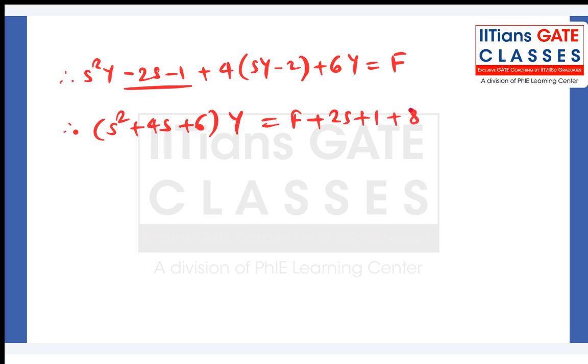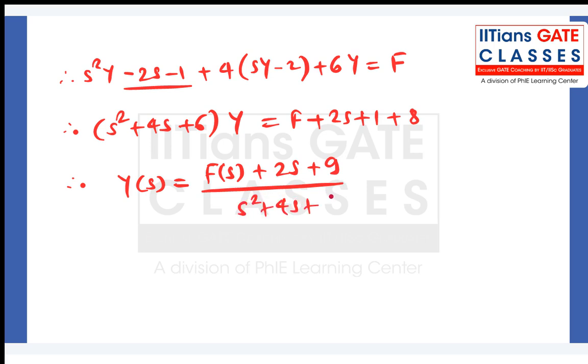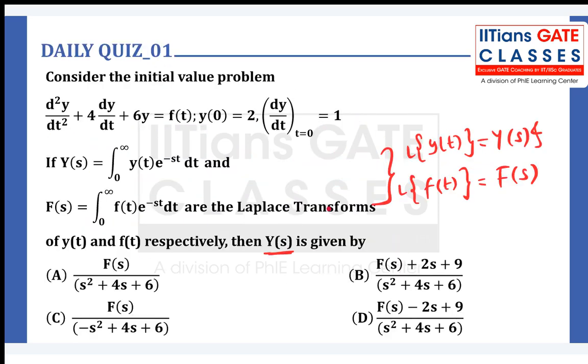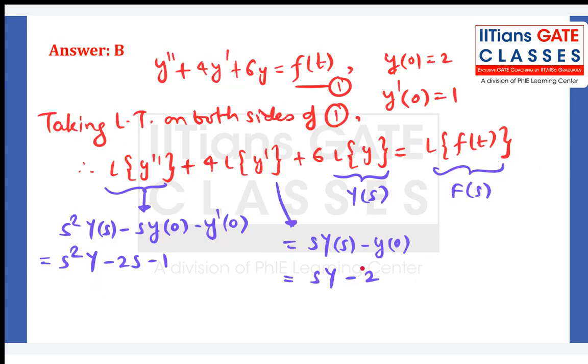Okay, and therefore you can write, so this is the last step, I'll write Y of S. So this will be F of S plus 2S plus 9, 8 plus 1 is 9, divided by S square plus 4S plus 6. Okay, so if you look at the options, I think option B is the correct one, right? That's what we have gotten. Yeah, and your answer is also the same thing.